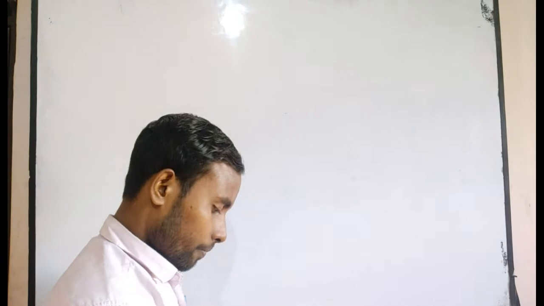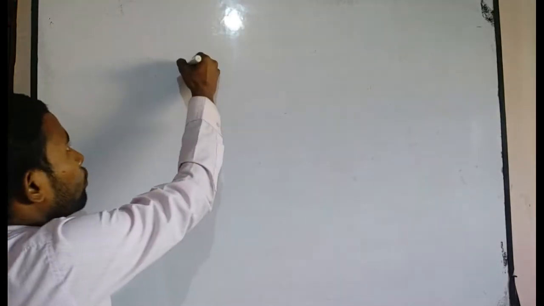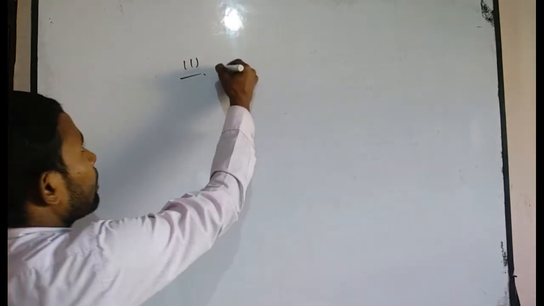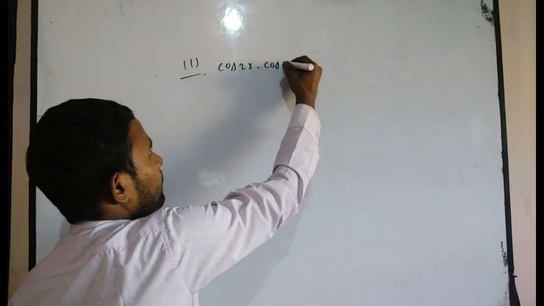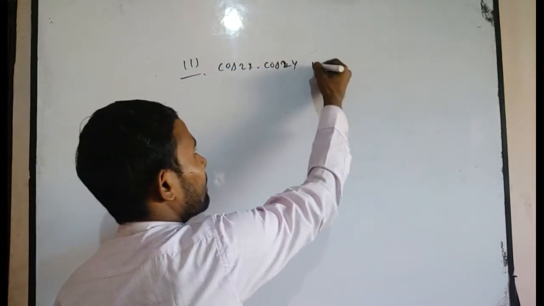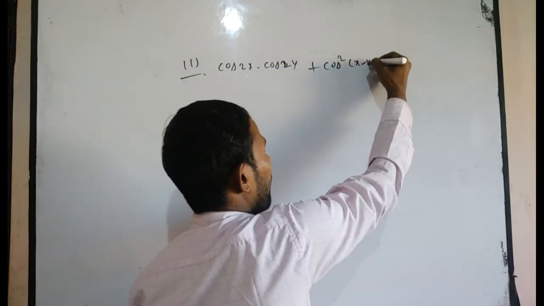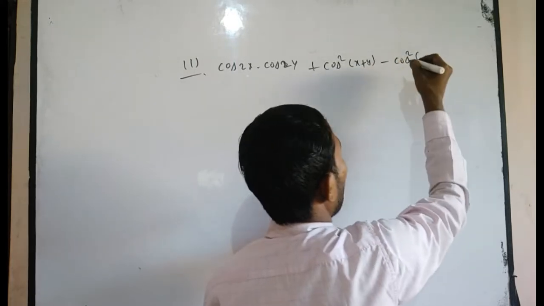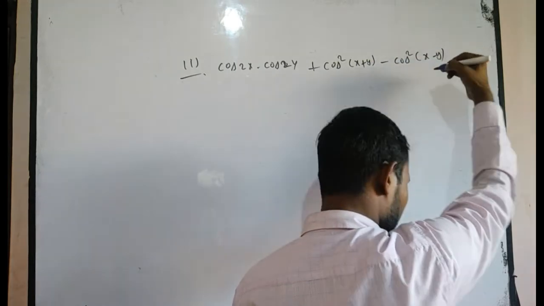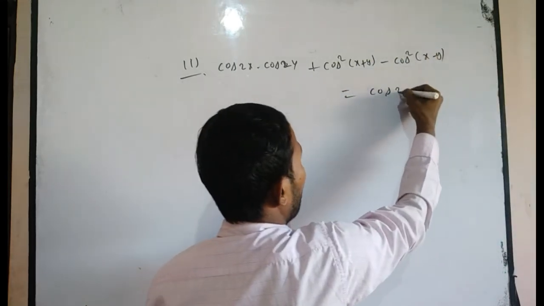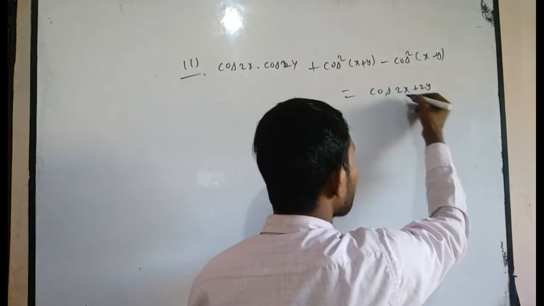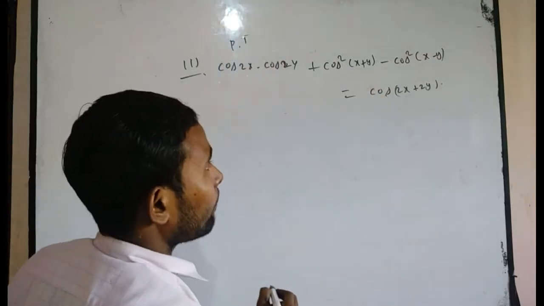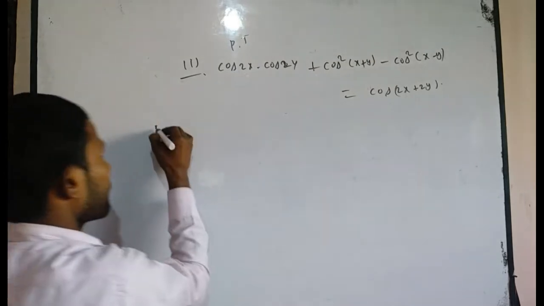In the next question, question second: cos 2x cos 2y plus cos square(x plus y) minus cos square(x minus y) is equal to cos(2x plus 2y). You have to prove it. Prove that this will be cos(2x plus 2y). Solution.